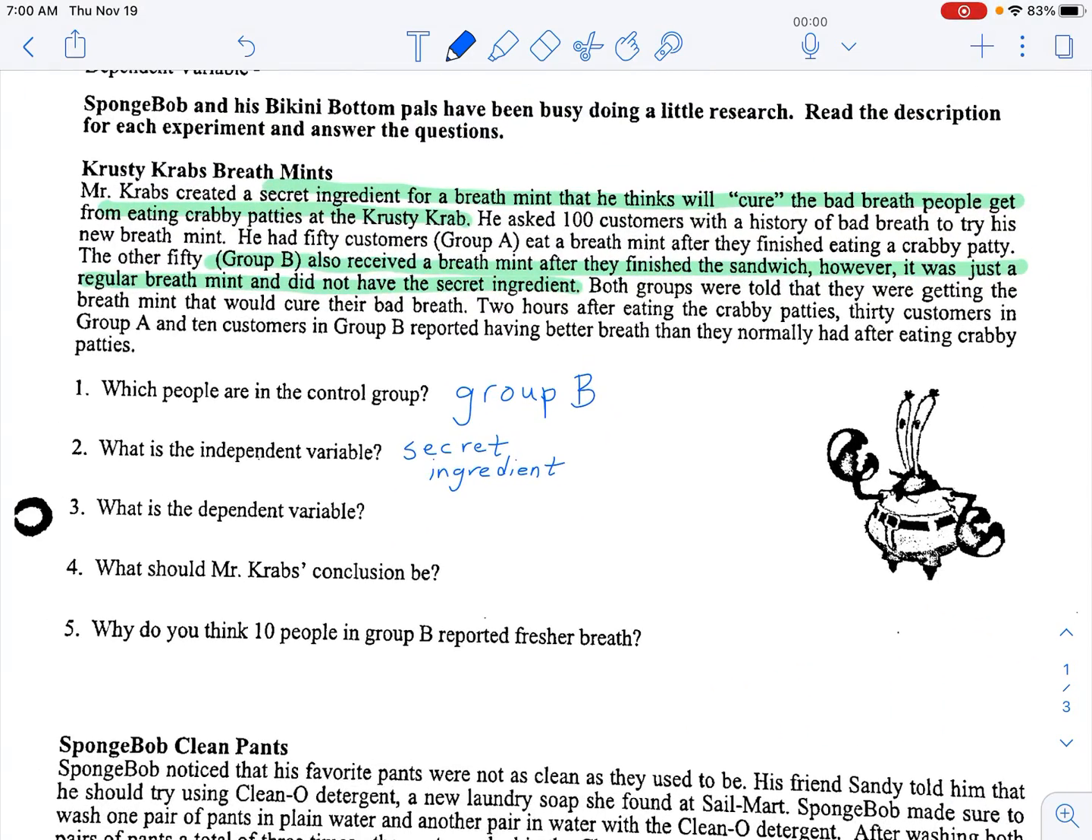Or you maybe could say the new breath mint. Next, what is the dependent variable? The dependent variable is what you are observing or measuring in the experiment to find out if the independent variable works. And so what were they looking at to see if the secret ingredient worked? What were they measuring or observing? They were observing the customer's breath. Okay, or you could say the smelliness of the breath.